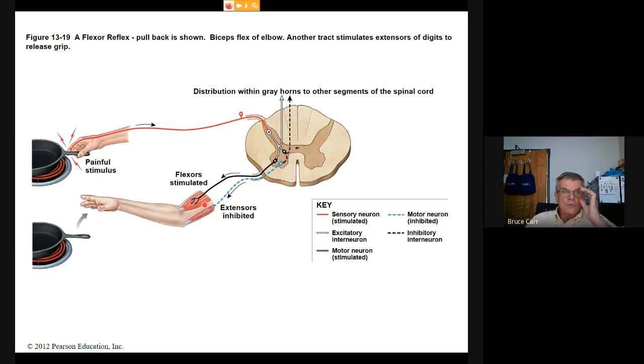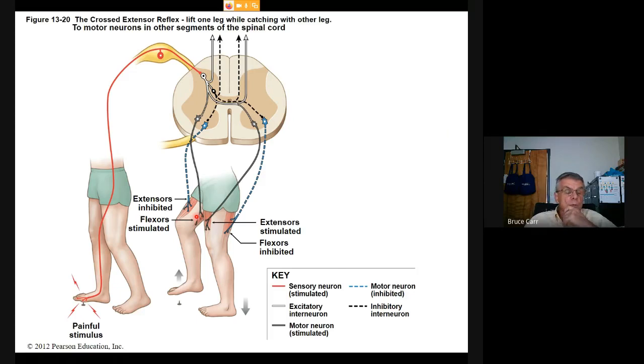The flexor reflex is something that actually involves a stimulation of one muscle, in this case the biceps, while at the same time it inhibits the extensor muscle on the opposite side, the tricep. So that allows the elbow to flex with maximum speed if the tricep does not resist it. This gets more and more complicated.